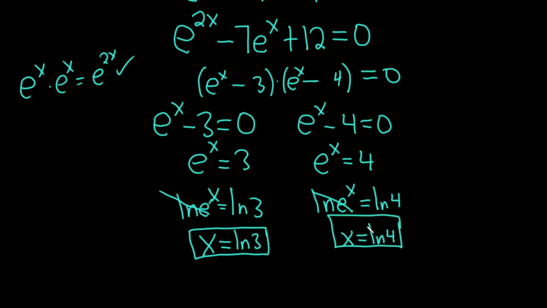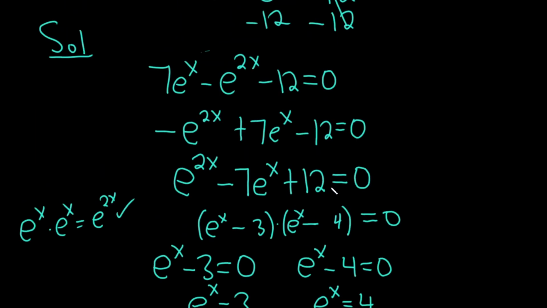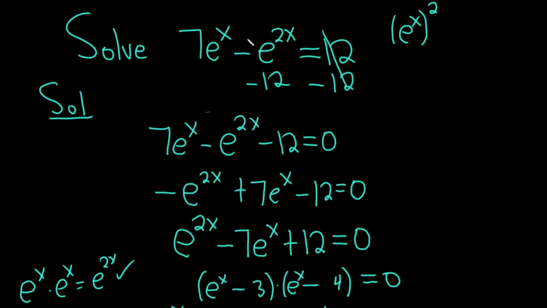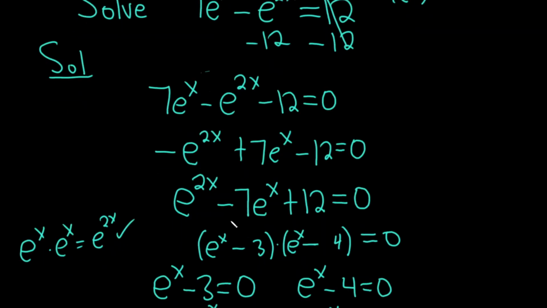Really a nice problem, and honestly, once you do this once, you learn to recognize it. Whenever you see something like this with an e^x and an e^(2x), just know that you want to write it like this. Your goal is to get it somewhere like this, and then attempt to factor it. If you can't factor it, you can always use the quadratic formula.